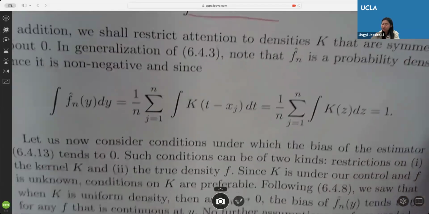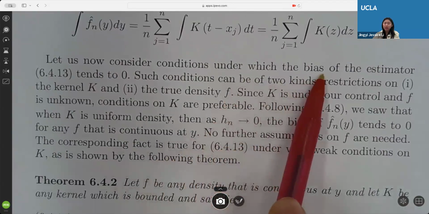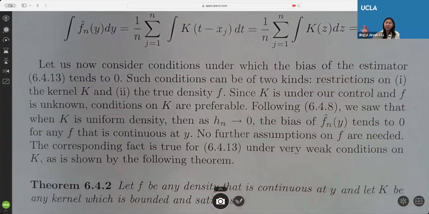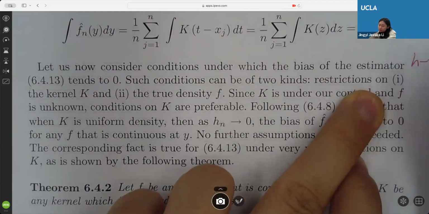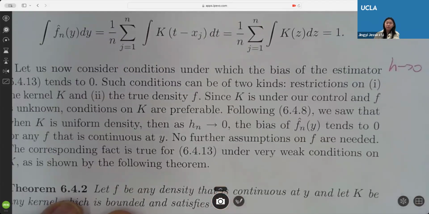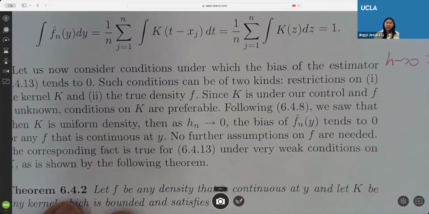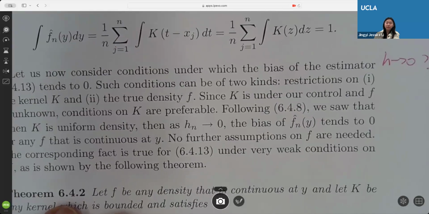Okay, let us now consider conditions under which the bias of this new kernel density estimator, which generalizes the naive density estimator, tends to 0. We want to show under which conditions the bias tends to 0. Remember previously, when does that happen? When h goes down to 0. So basically, we want to ask this question: is this enough, h goes to 0? And such conditions can be of two kinds.